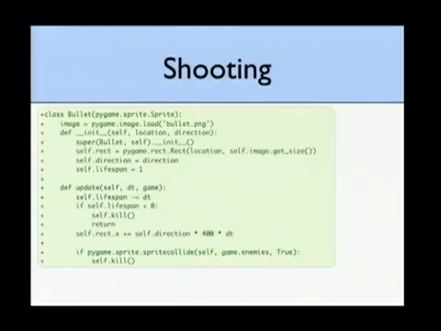We move at a constant speed in the direction that we were spawned in, and we try and collide with the enemies. If we collide with the enemy, then we remove the enemy that we collided with by passing true to sprite collide. Remember, if we pass true to sprite collide, it automatically removes the sprite that's collided with from the game. And then we also kill the bullet so that it doesn't just continue on and kill everything else.